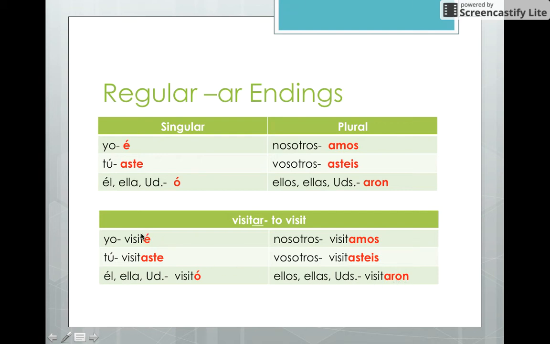So if you take a look at the verb, let's look at yo. This part right here is the stem of the verb, and this right here is the ending. So whenever you're changing or conjugating a verb, you will remove the last two letters and add the new ending here to the stem.